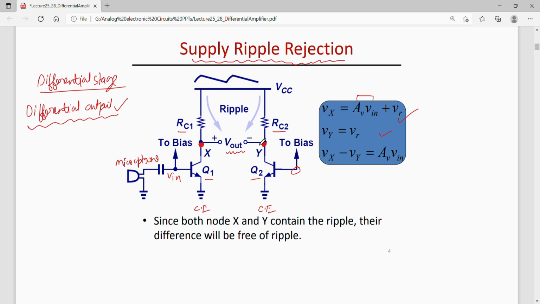Now differential output means one has to take the difference of Vx and Vy. So the final output, total V out, would be equal to Vx minus Vy. If I subtract Vy from Vx here, I see that this ripple is cancelled and we are left with only the amplified signal part. That is, the output is now free from ripple, or if it is used as an audio amplifier, then my audio is free from the humming noise.